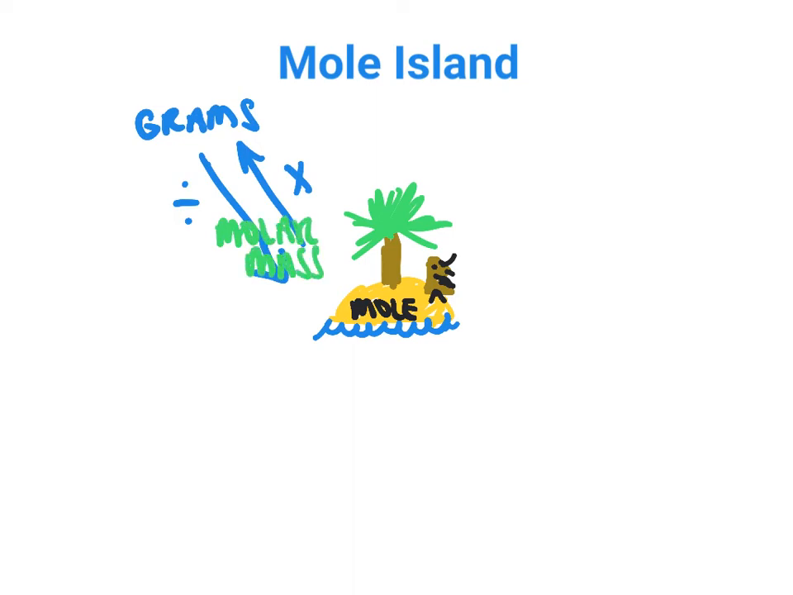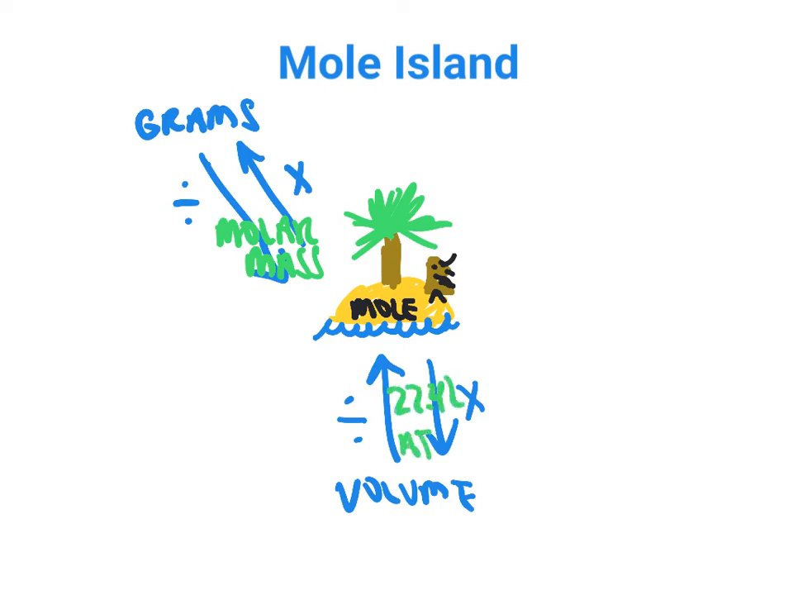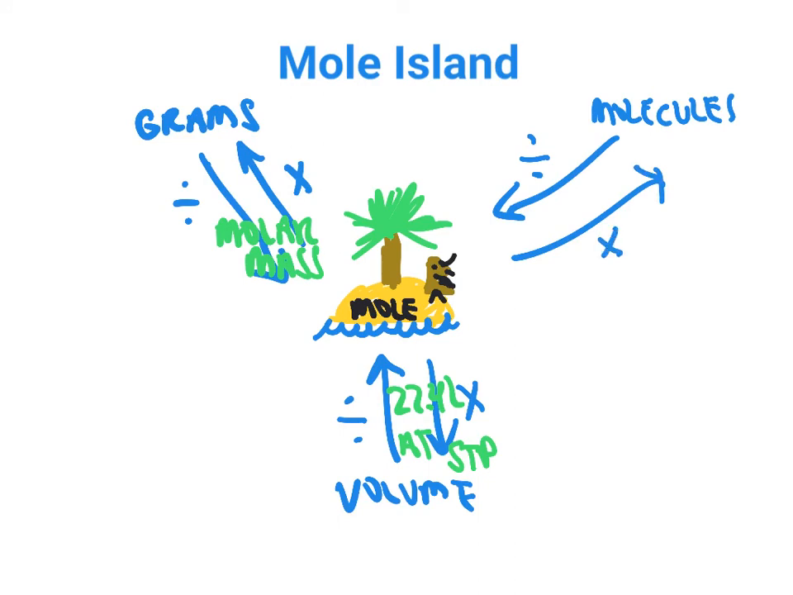You could also go to volume. So volume is another location you can get from mole island. If you want to get off of mole island, you divide. If you want to get to mole island, you multiply. And this time it's that magic number of 22.4 liters at what we call STP. And we can also go to the land of molecules. Once again, to get on mole island, you divide. To get off of mole island, you multiply, and this time it's Avogadro's number of 6.022 times 10 to the 23. And so that's how we get back and forth from mole island.